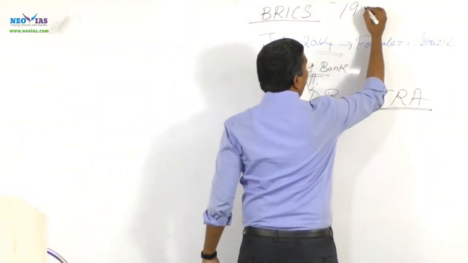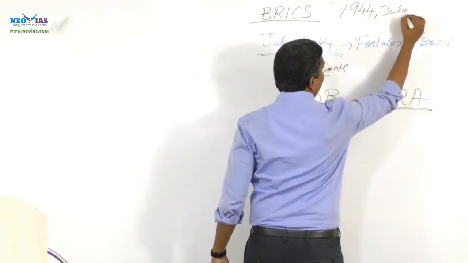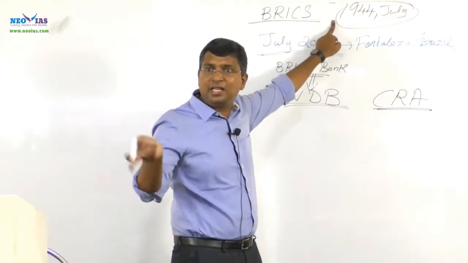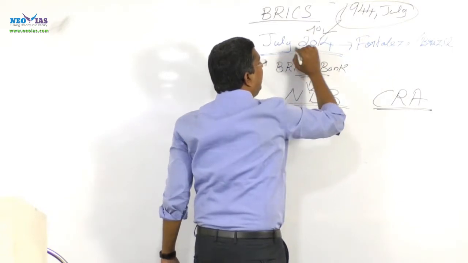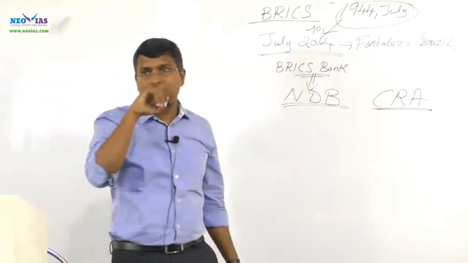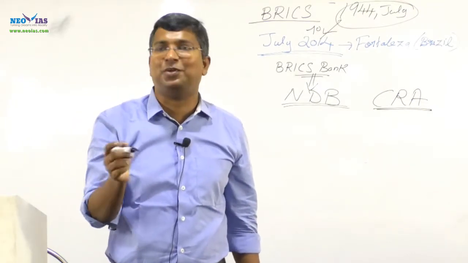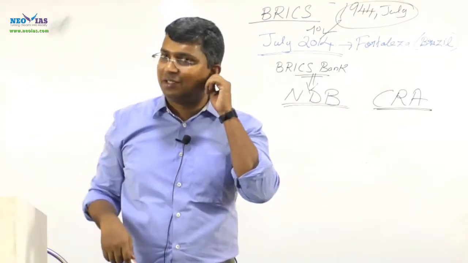The World Bank and IMF were born in 1944. If you see, the month is also similar. In July 1944, the World Bank and IMF were born, and exactly 70 years after, in July 2014, these were born in Fortaleza. So we can call them the Fortaleza twins, like the Bretton Woods twins, who were born in Bretton Woods.